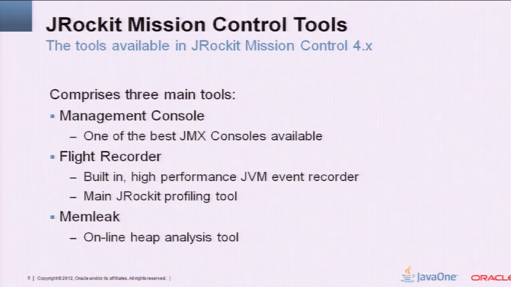It was the management console, which is arguably one of the better JMX consoles available. And there was the flight recorder, which is a built-in event recorder in the JVM. You can think of it as a data flight recorder, like the black box of an aircraft. It records what is going on inside of the JVM, and once something happens, you can go back in time and look at what was actually going on. And this was the main JRockit profiling tool.